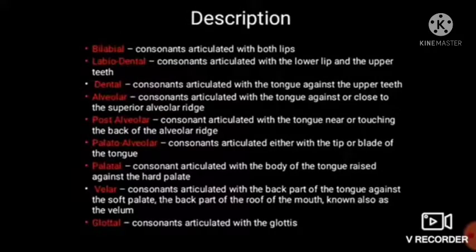Then palato-alveolar. Consonants articulated either with the tip or blade of the tongue. For example, ch for church, j for jungle, jump, sh for sheep, shake, zh for pleasure, major.